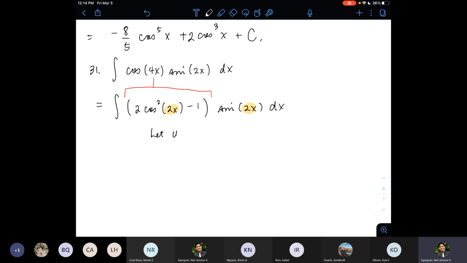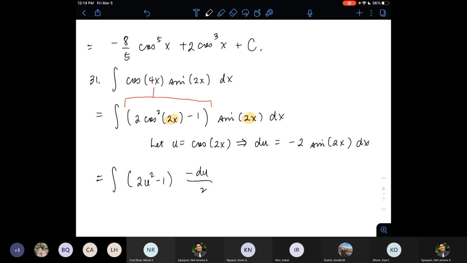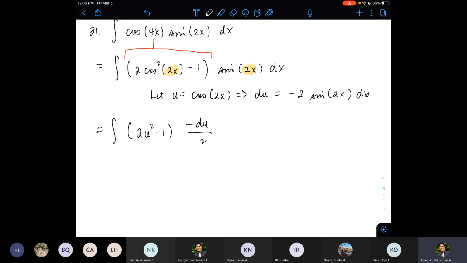So here I can let u be equal to cosine 2x. So du will be equal to negative 2 sine of 2x dx, right? So that means the original integral is simply 2u squared minus 1 times negative du over 2. Right? So sine 2x dx is negative du over 2.